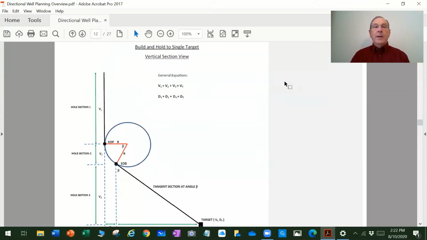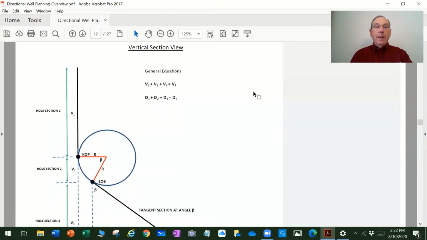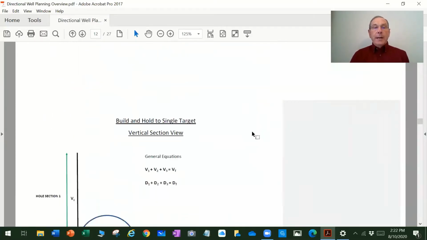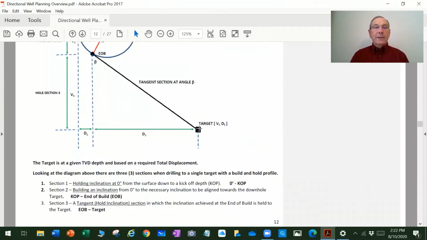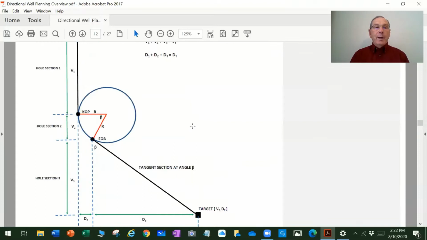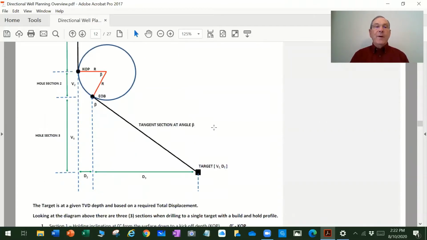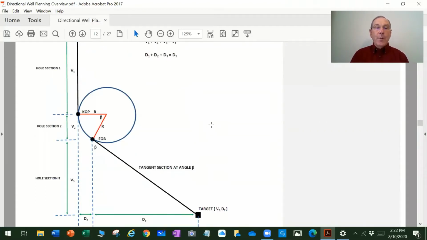Now, the first application we're going to look at for actual directional well planning is to build and hold to a single target. So here is our target down here at the bottom, located here. We have a single target, and we're going to have 3 sections of directional drilling in order to go to this target. Many people forget that there's 3 sections.